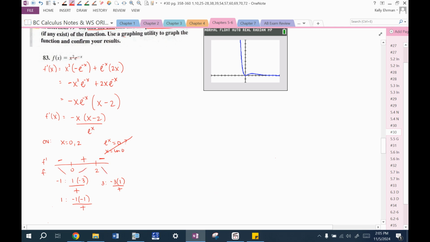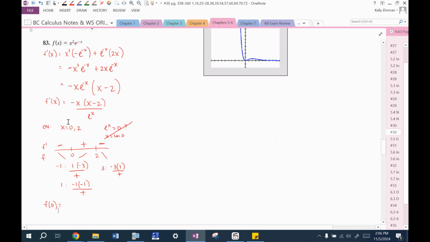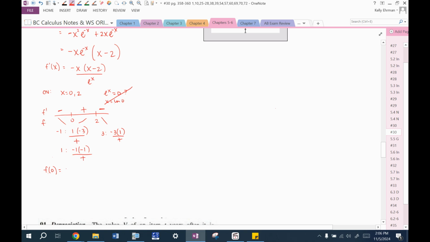Remember, AP graders will not grade this section. This is just for you. But this tells me that there's a relative minimum at 0 and a relative max at 2. It says find the extrema, so I'm going to plug in 0 and see what f comes out to. F is x squared times e to the negative x. So 0 squared is just 0. F of 2: 2 squared is 4 over, since it was e to the negative x, over e squared.